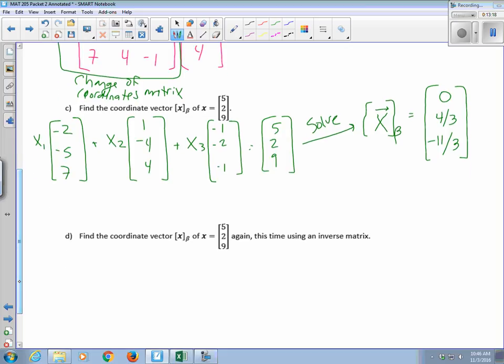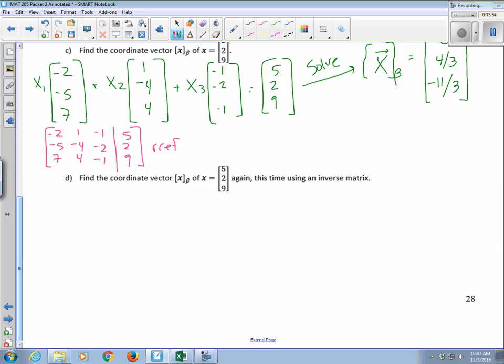So I'm just going to jot down, if anybody goes back and reads this, they can see how we did it. -2, -5, 7, 1, -4, 4, -1, -2, -1, augment with the 5, 2, 9, and RREF. So that's sort of our go-to because it's so easy to have your calculator do that for you. I'm going to do it again another way using an inverse matrix just to remind you what inverse matrices do. You don't have to do it this way unless I specify.